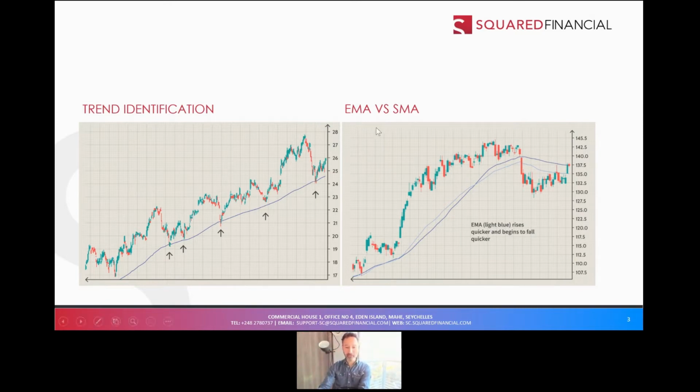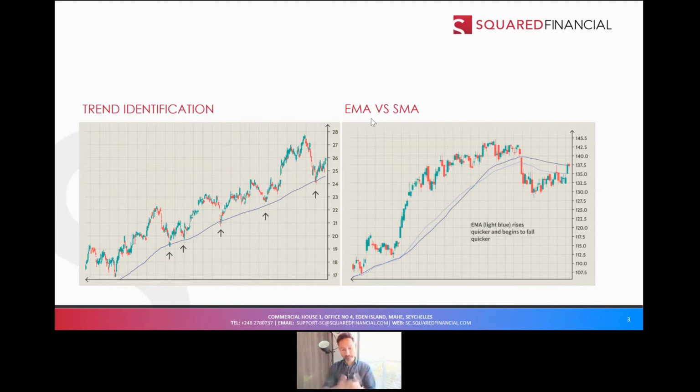Okay. So EMA versus SMA, exponential moving average versus simple moving average. Like I said, they're 2 different mathematical formulas. One is based on the closing price, the SMA. The other is based on the weighted average. So some analysts say that the EMA is faster than the SMA, meaning it will give you the signal a few time frames before the simple moving average.